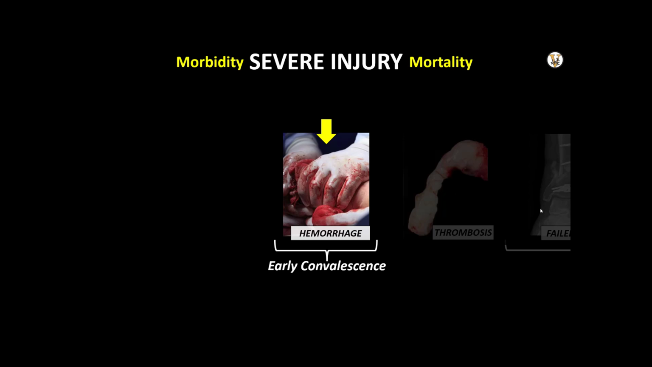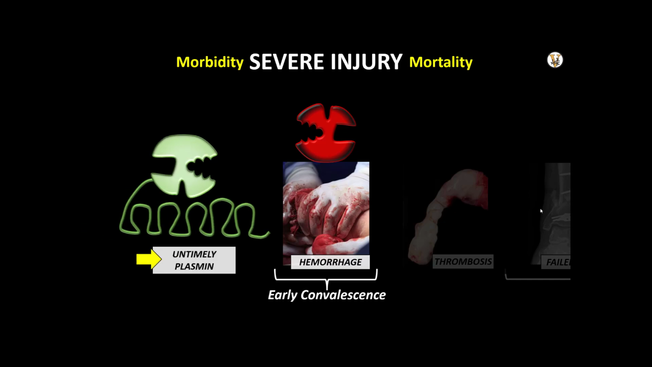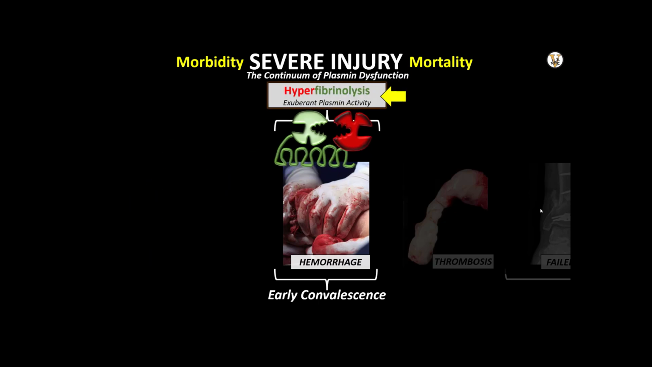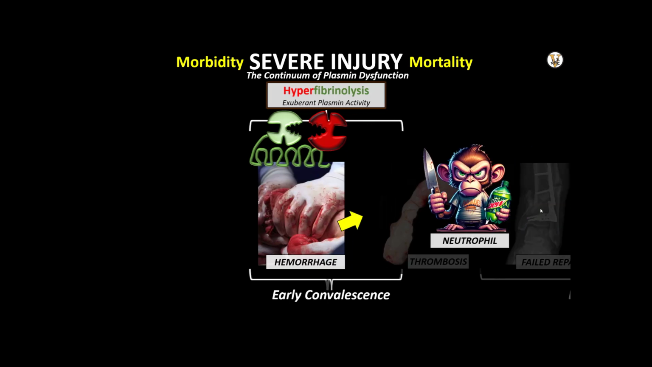To explain our hypothesis briefly before we do a deep dive on this topic, let's consider what happens in early convalescence in hemorrhage. Any big injury is going to activate lots of thrombin. The thing that happens in severe injury is we have untimely activation of plasmin, which we'll get into detail later in this talk about why this happens. This is what leads to what's considered to be hyperfibrinolysis, or exuberant plasmin activity in that early convalescent period, leading to this hemorrhage. And a big thing to think of in almost all aspects of biology is thrombin and plasmin being activated together is never good.